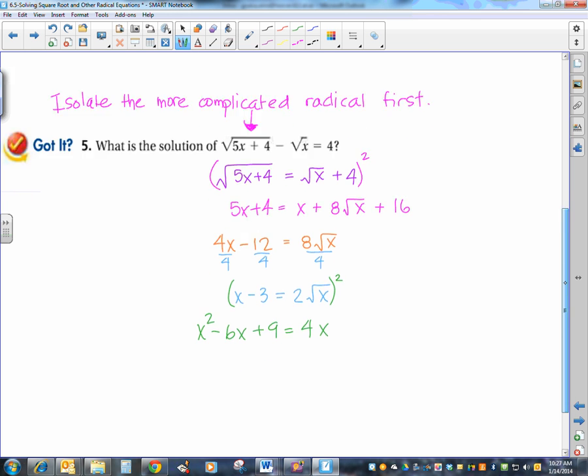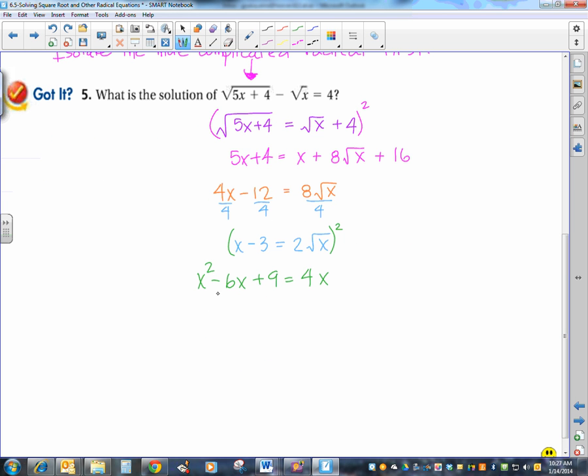We are back to another quadratic, so we're going to bring the 4x over, which is going to be x squared minus 10x plus 9. And hopefully you recognize that this will factor: (x minus 9)(x minus 1). So that leaves me with x equals 9 or 1. So we got to go check those again in our original equation.